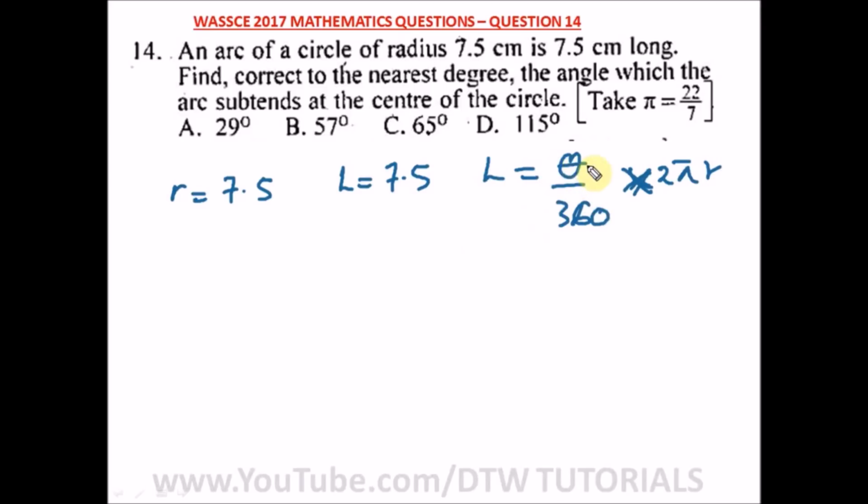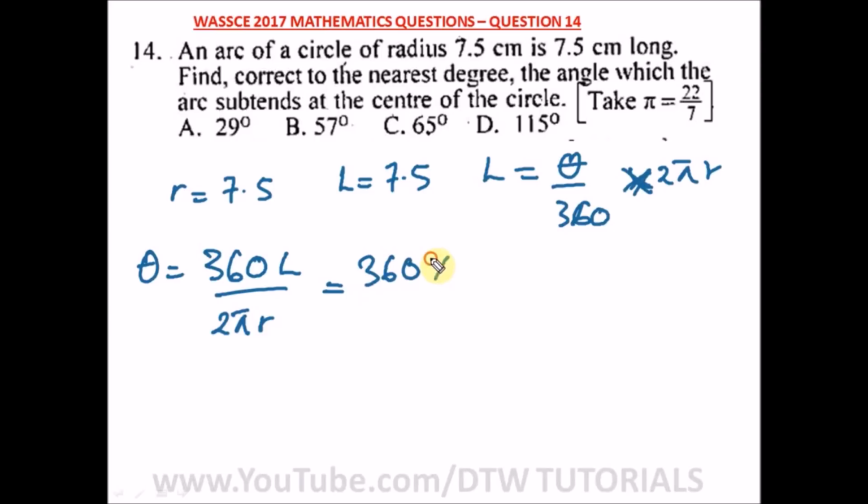Making theta the subject of the formula, theta will be equal to 360 times L, then we divide by 2 pi r. So here let's put in our values. We have 360 times 7.5 over 2. We are given pi as 22 over 7, so we times 22. Let's bring up the 7, so we have times 7. Then our r is 7.5.